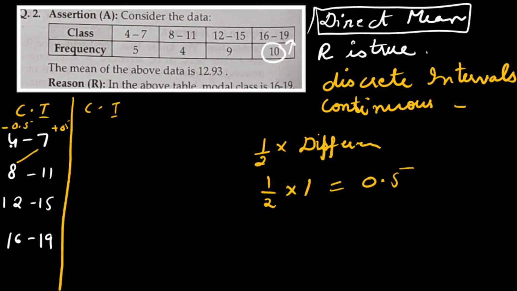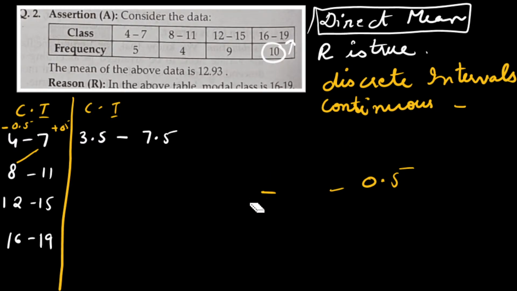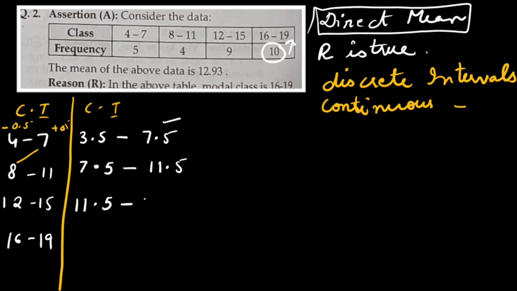So what will we get here? From 4, if I subtract 0.5, it will become 3.5, and in 7, if I add 0.5, it will become 7.5. The remaining ones you can write like that. The same one will be here also: 7.5 to 11.5. Now here also you will get 11.5. Then 15 plus 0.5 is 15.5, and here you get the same 15.5 to 19.5.